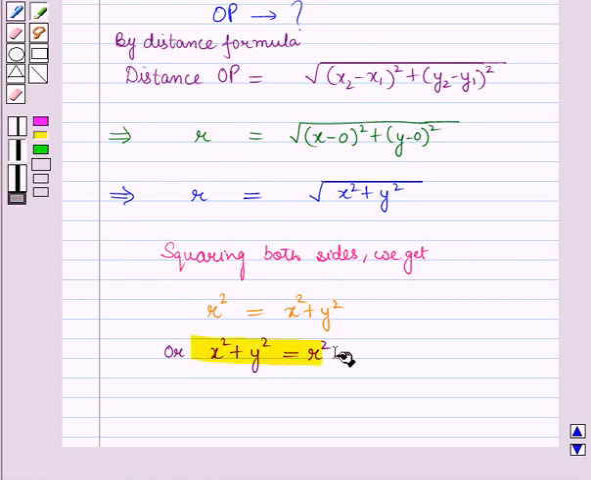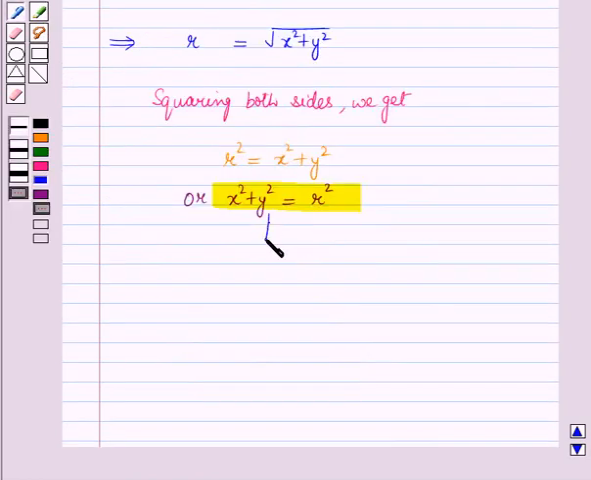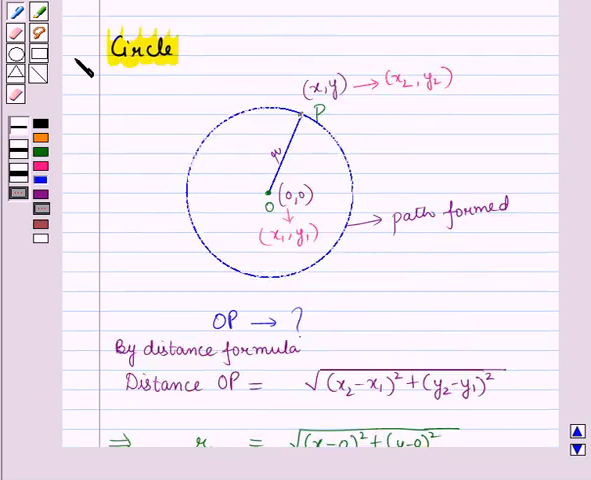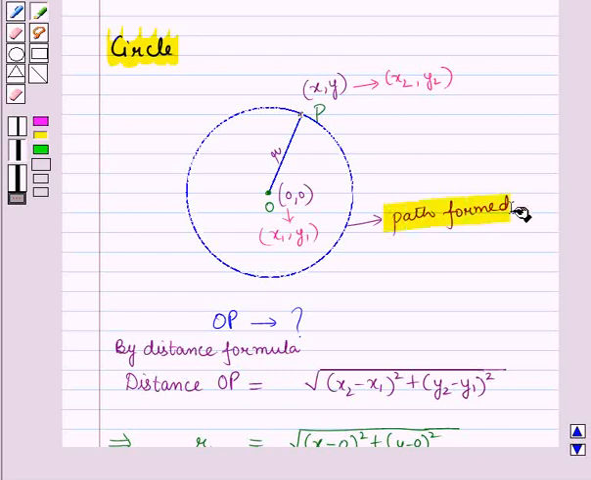and this equation is equation of circle with center having coordinates 0, 0 and radius r. Also we can say that this is the equation of a circular path, that is this circular path.